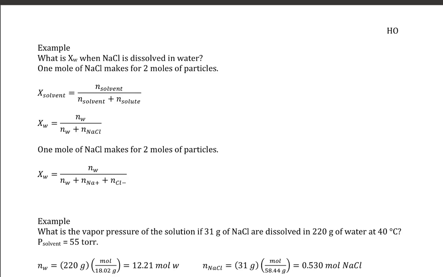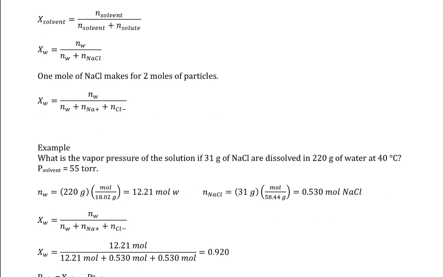Okay, so the mole fraction of the solvent, the one we're after, the mole fraction of the water, is the moles of the solvent divided by the moles of the solvent plus the moles of the solute. So specifically, the mole fraction of water equals moles of water over moles of water plus moles of NaCl. As we talked about, 1 mole of NaCl makes for 2 moles of particles. So the mole fraction of the water is the moles of water over the moles of water plus the moles of the sodium ions plus the moles of the chloride ions. So we have to remember to take that into account with an ionic compound.